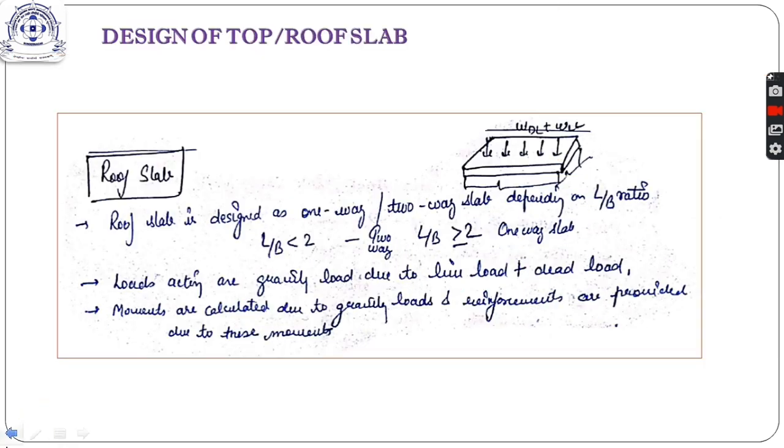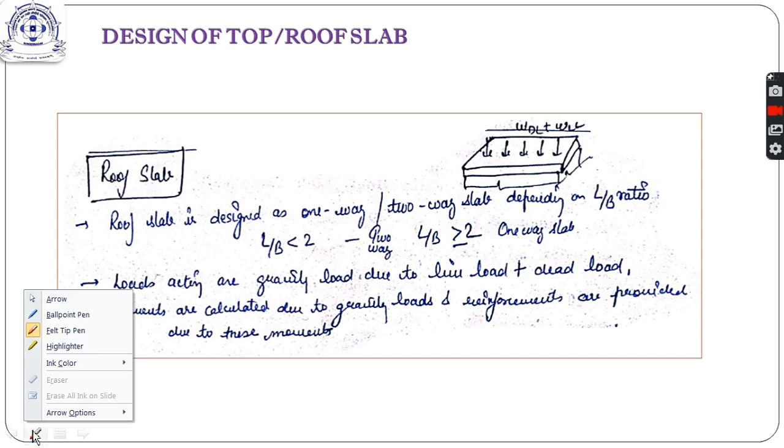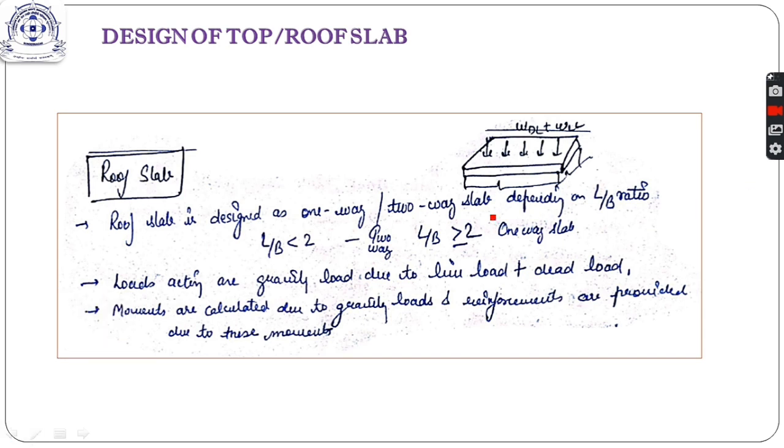Now next is the design of the roof slab. The roof slab design is very simple, which you have done earlier. The roof slab is basically a horizontal slab, which is acted upon by vertical, downward forces, which are the dead load and live load. So we design it in the same way as normal slabs are done, either one-way slab or two-way slab. So we will have the L and B values of the tank.